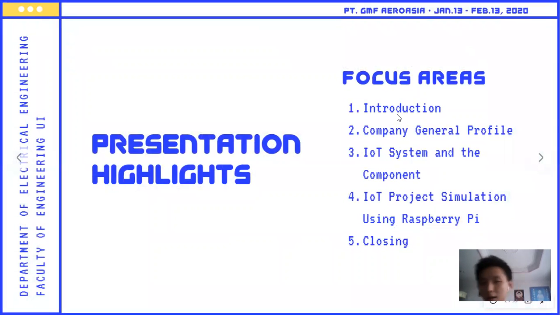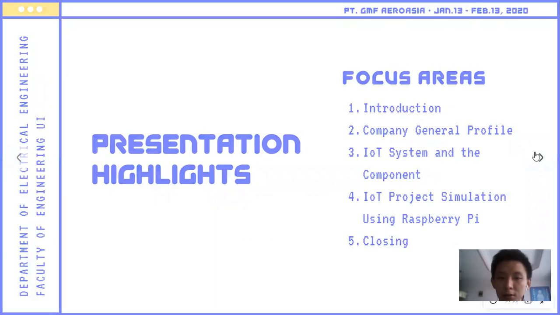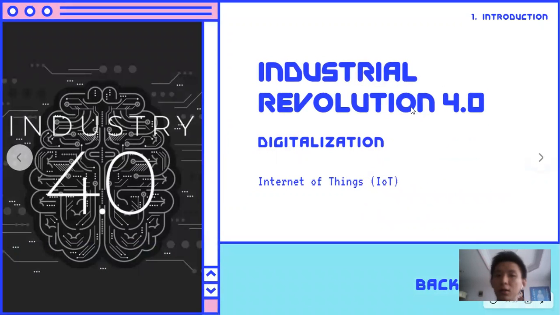And this is my outline. The first one is introduction, next component general profile, IoT system and the component, IoT project simulation using Raspberry Pi, and last one is the closing. So come to the first outline about the introduction.